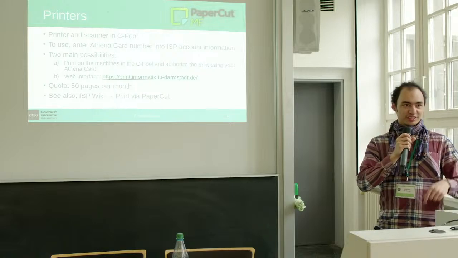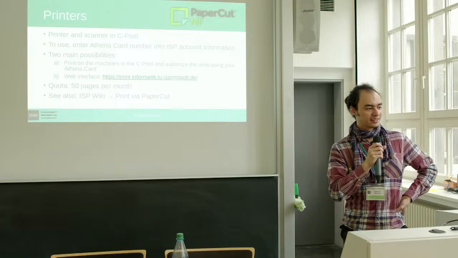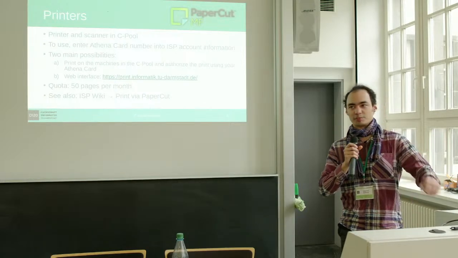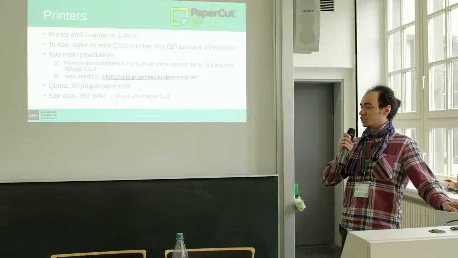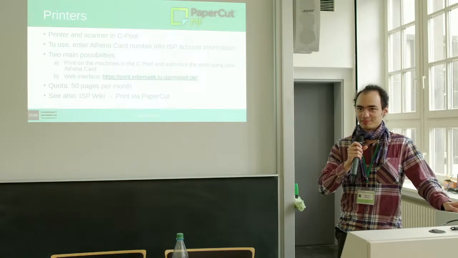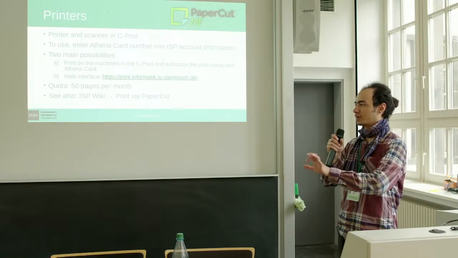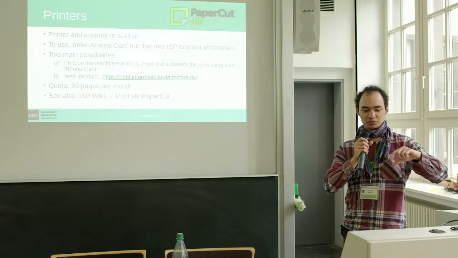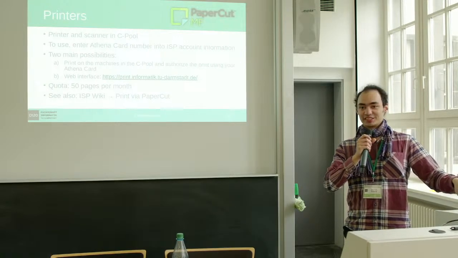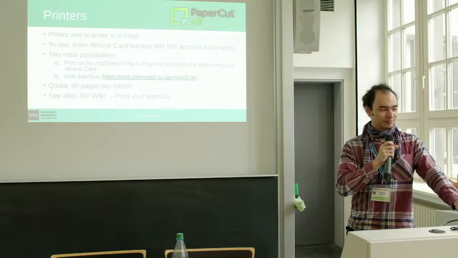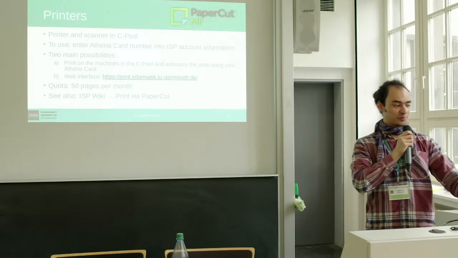Also interesting are the printers downstairs. You have a quota of 50 free pages per month, and if you need to print some papers or other stuff, you can do that there. You need to have your ISP account activated for this, and you need to connect your ISP account to your Athena card. You just need to read the number from your Athena card and then input it into the portal in the ISP support page, and then you're good to go.